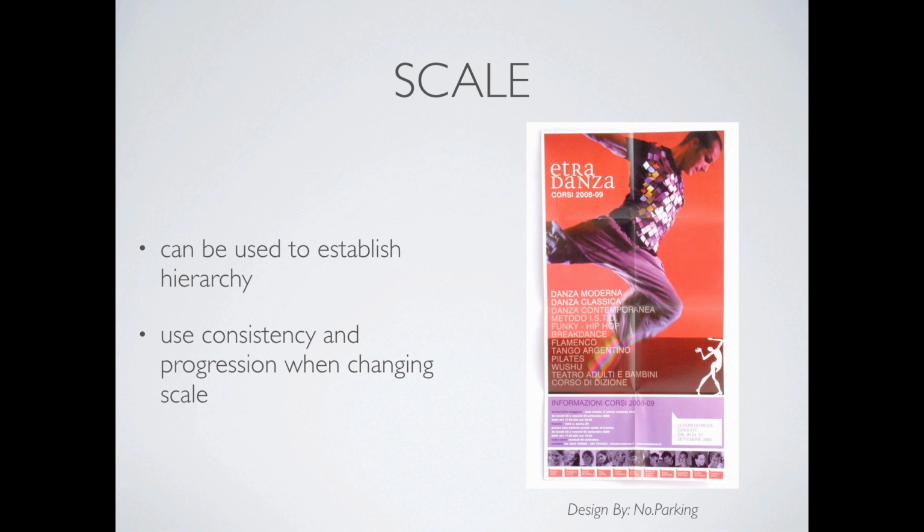Use consistency and progression when changing scale. So don't just say, hey, this one's big, this one's a little smaller, this one's a little smaller. Think about it in font terms, which is easier. The big one's going to be 18 point, the next one down is going to be 16 point, the next one 14 point, the next one 12 point, the next one 10 point. You follow how I'm ticking my way down, being consistent with it and thinking about those elements.